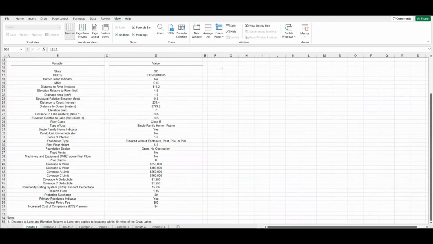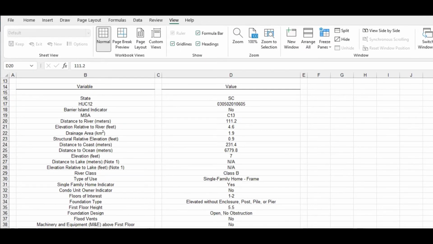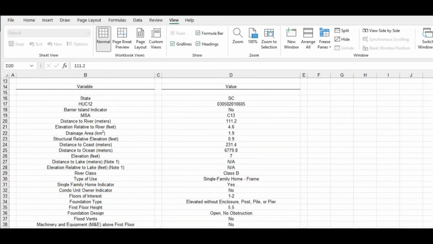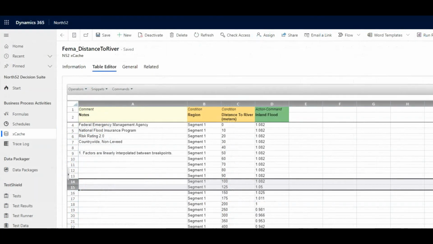Many of the rating table values do not correspond exactly to the attributes of a property. For example, when determining the rating based on a property's distance to river value, there are many potential values that are not defined in the rating table. Let's take the inputs for Example 1, where the distance to river value is 111.2 meters. When looking up this value in the rating table, 111.2 falls between 100 and 125 on rows 14 and 15. The guidance from FEMA states that in this situation, factors are linearly interpolated between breakpoints. North52 provides an interpolation function for this situation.